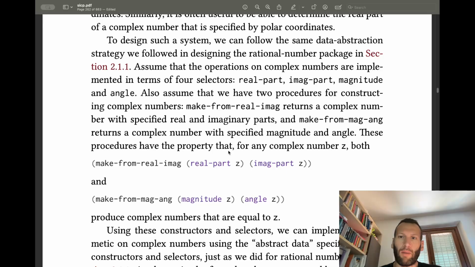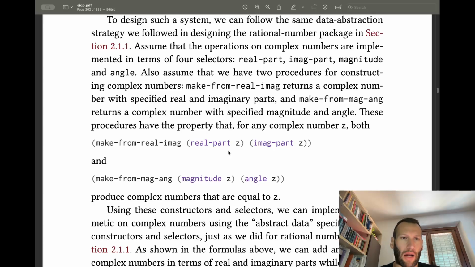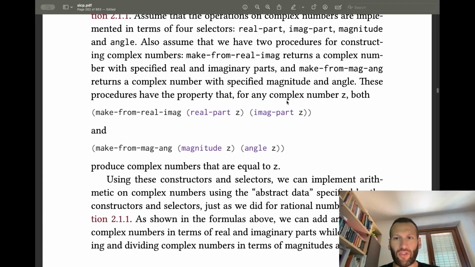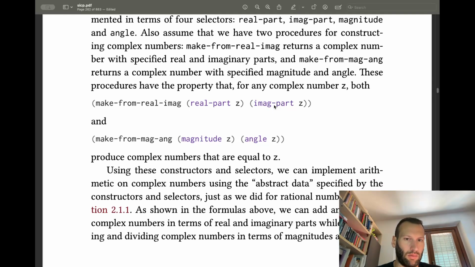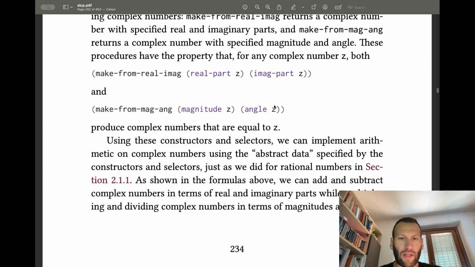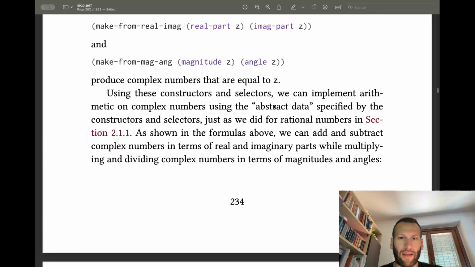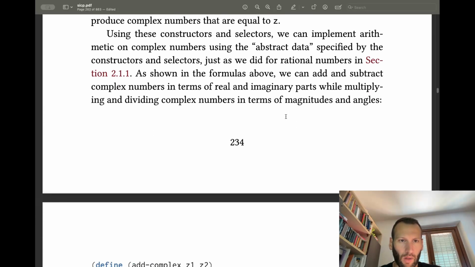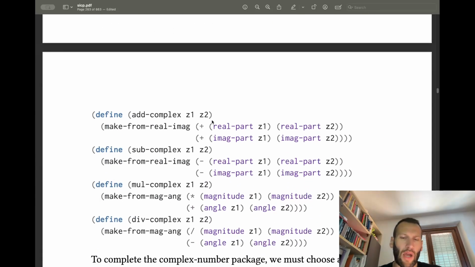Assume that the operations on complex numbers are implemented in terms of four selectors: real part, imaginary part, magnitude, and angle. Also assume that we have two procedures for constructing complex numbers. These procedures have the property that for any complex number z, they produce complex numbers that are equal to z. Using these constructors and selectors, we can implement arithmetic on complex numbers using the abstract data specified by the constructors and selectors, just as we did for rational numbers in section 2.1.1. As shown in the formulas above, we can add and subtract complex numbers in terms of real and imaginary parts, while multiplying and dividing complex numbers in terms of magnitudes and angles. Okay, we have all the definitions.